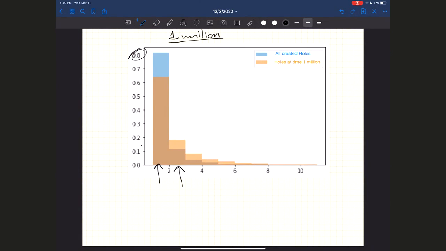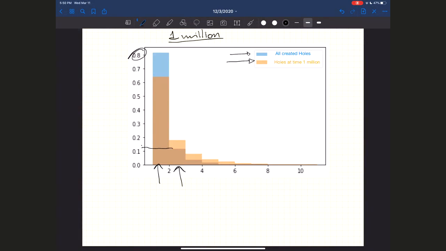around 0.1 have area 2, and so on. And you can see that there is a really different behavior between when you look at the area of all created holes, and then when you look at the holes at time 1 million. So you take the snapshot at time 1 million, and then you do the same statistics. And this is what we are observing.